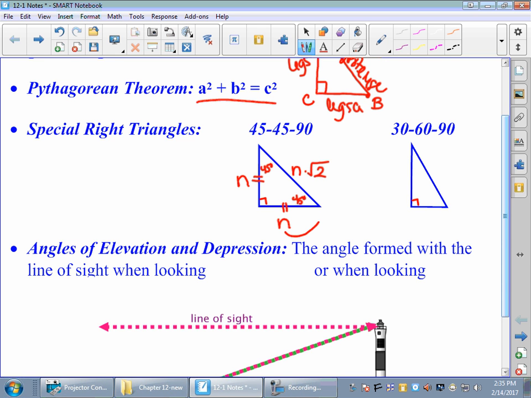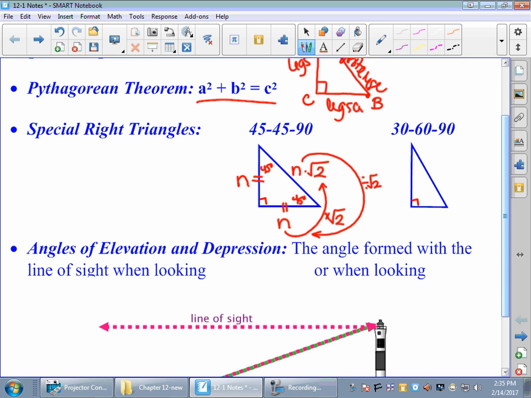If you have a leg, you multiply by the square root of 2. But if you have the hypotenuse and you're trying to go back to get a leg length, you divide by the square root of 2. So it's simply multiplying or dividing by the square root of 2, figuring out whether I'm getting the hypotenuse or I'm getting the leg.